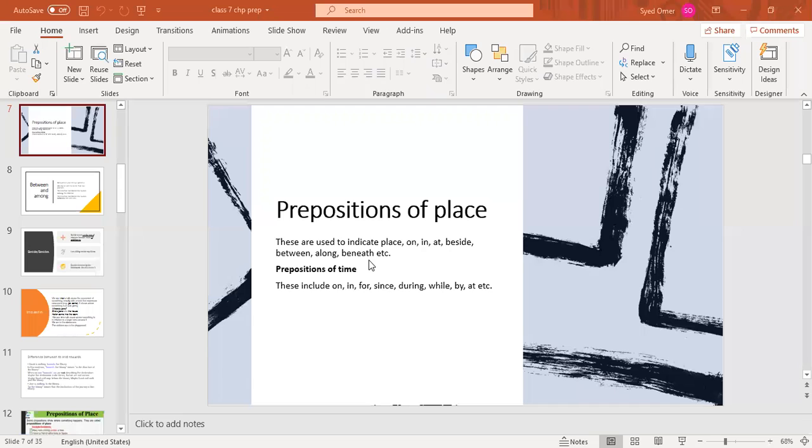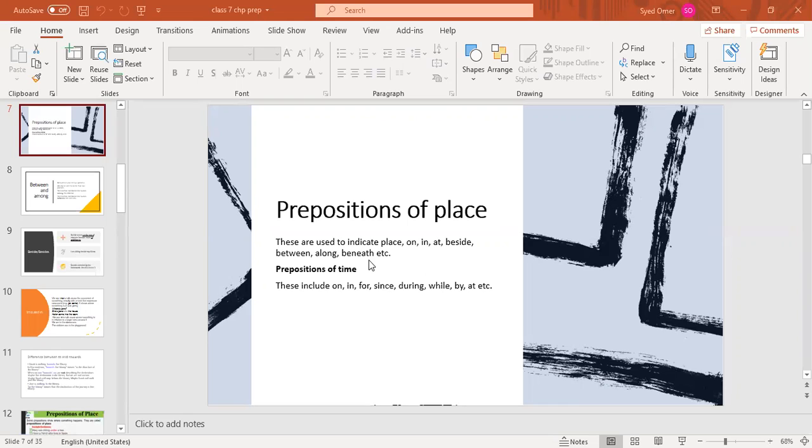So some prepositions are used to indicate place. For example, if I say he is walking on the road, it indicates place: where is he walking? On the road. I will submit this homework on Monday. So this is time. When are you going to submit your homework? I'm going to submit the homework on Monday. Similarly, the children are in the classroom. Place. Where are the children? The children are in the classroom.